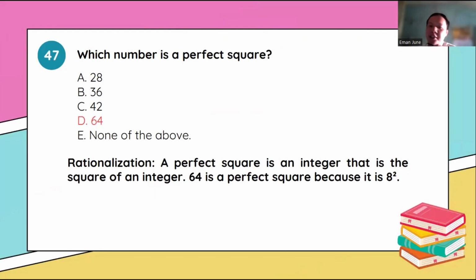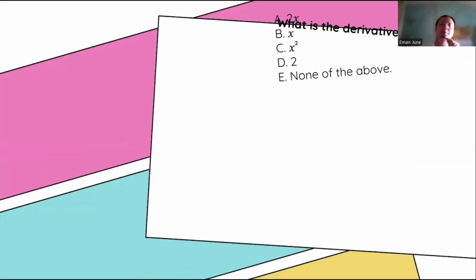So let's have our generalization. A perfect square is an integer that is the square of an integer. So 64 is a perfect square because it is 8 to the power of 2. So 8 times 8 is equal to 64. That's why 64 is a perfect square. So the answer for number 47 is letter D, 64. And now let's proceed to question 48.